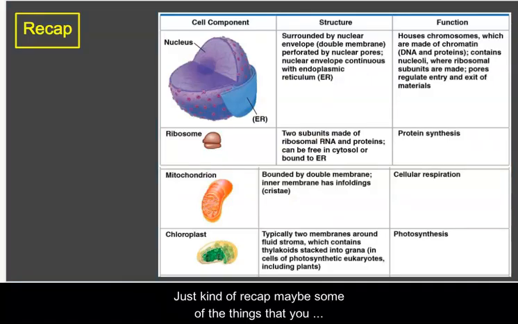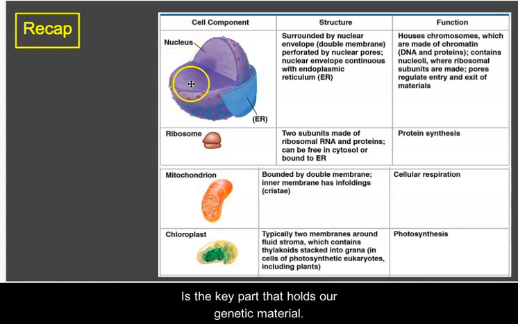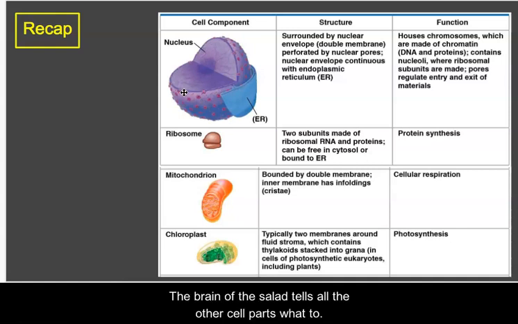Just to recap, maybe some of the things that you put in your table related to the organelles. The nucleus, which is our first part here, is the key part that holds our genetic material. It's where the DNA is stored, and that's its major function. And because of that, it's the brain of the cell. It tells all the other cell parts what to do.